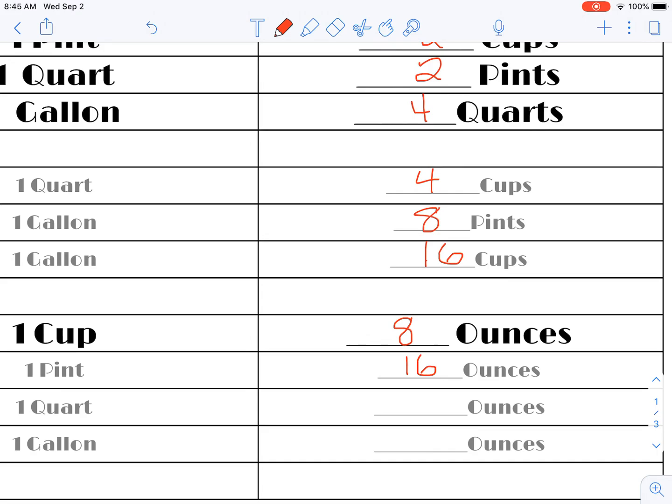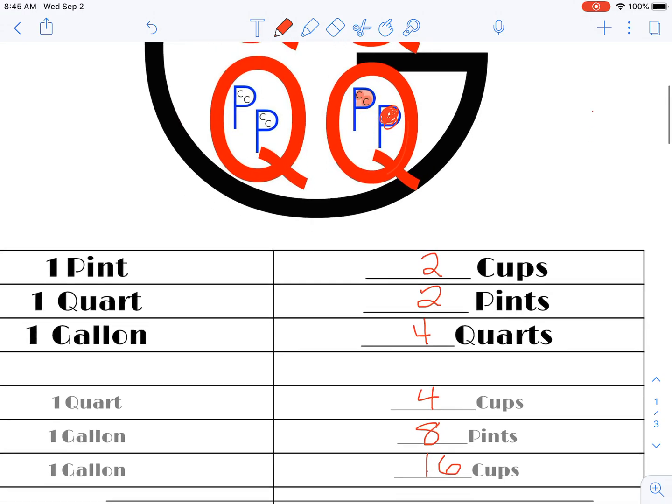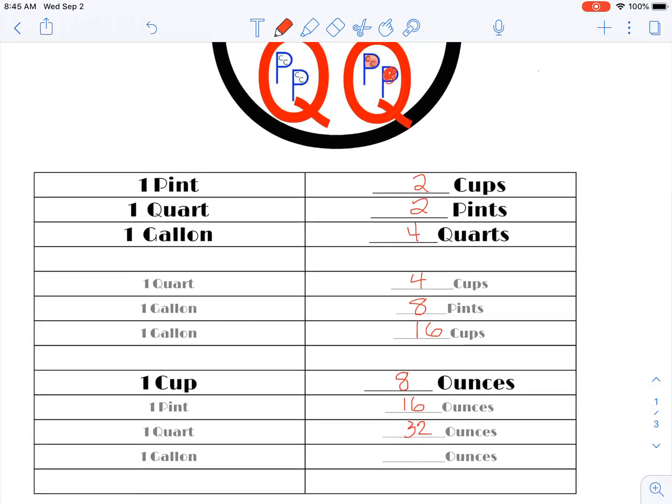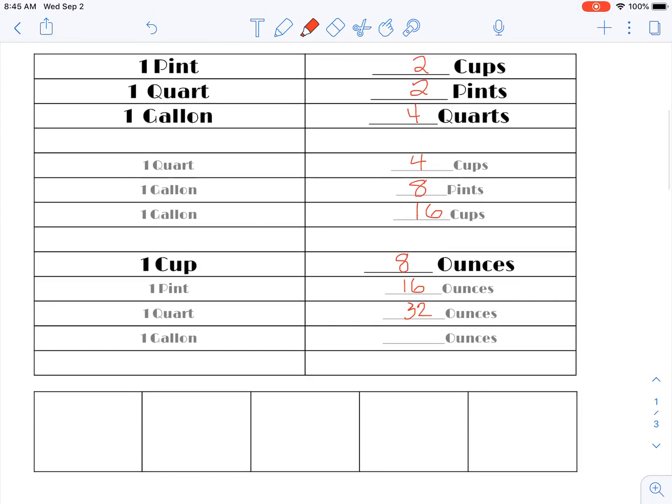Inside of a quart, how many ounces would there be? So if there are 16 in each one of these pints, 16 and 16, so inside of the quart there would be 32. So then if there are 32 ounces in each one of these quarts, 32 times 4 would give us how many ounces there are in a gallon. And that's 128.